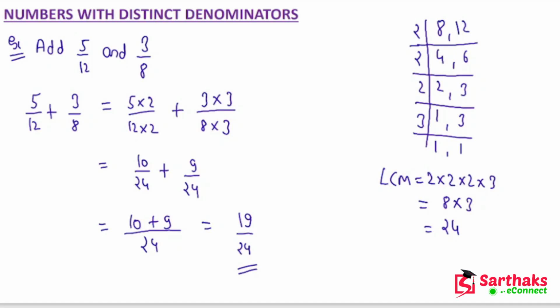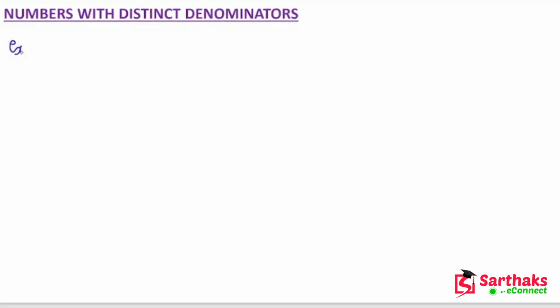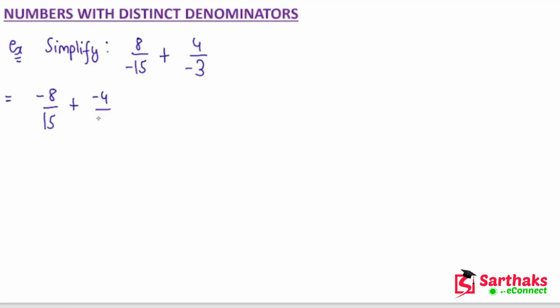Okay, let us take one more example to understand it better. Simplify 8 upon minus 15 plus 4 upon minus 3. Okay. Now here, first of all, we can write them as minus 8 upon 15 plus minus 4 upon 3. Right. So we have sent the negative on the numerator part.